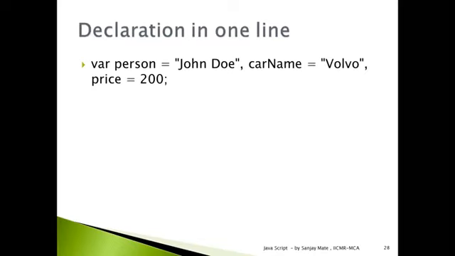You can declare variables in one line, or you can declare them in multiple lines also. For example, var person is equal to John Doe, car name is equal to Volvo, and price is equal to 200. So you can declare the variables in one line, even though the values of those variables are of different types. For the first, person, John Doe, you are assigning a string. In the second case, you are assigning a string. And in the third case, for the price, you are assigning an integer. Still, it is correct.